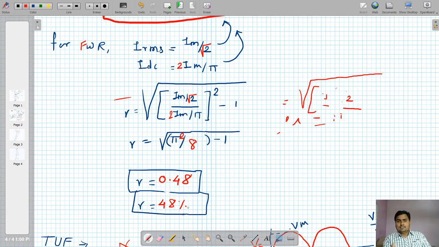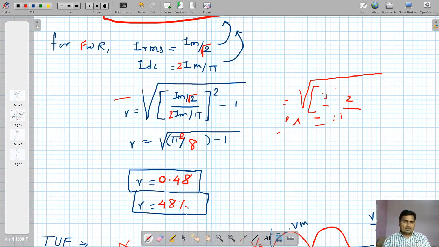In case of the half wave rectifier, I told you the meaning of that percent. Now in case of the full wave rectifier, it is 48%. It means the amount of AC components present in the output waveform is 48% of the DC component. The AC components are 48% of the DC component. That's the actual meaning of ripple factor.